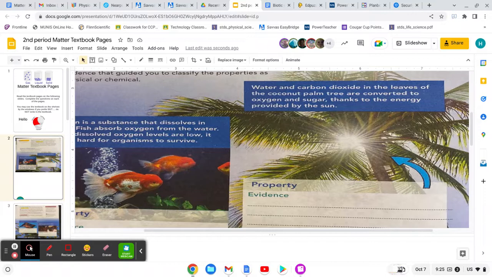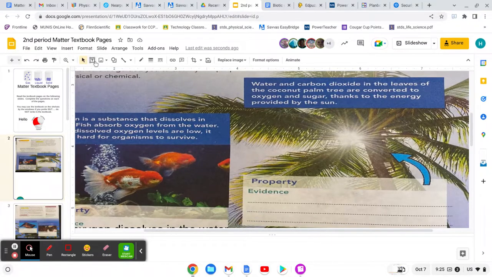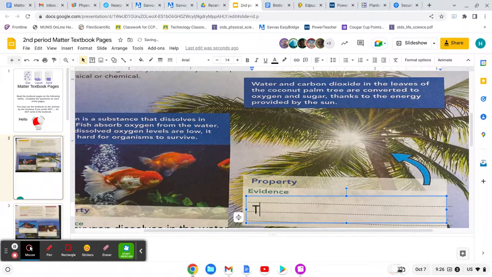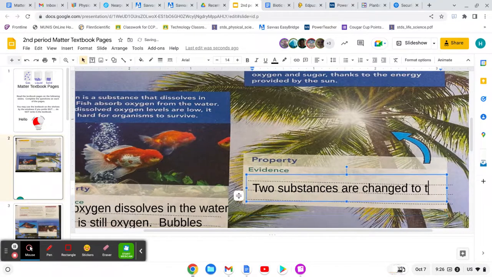Where plants turn... Photosynthesis is a chemical reaction. That's good. I'm glad y'all remember that. So here's the answer. Oop. It didn't want to bring up my text box. There we go. Okay, so two substances are changed to two other substances, and that is chemical. Okay?